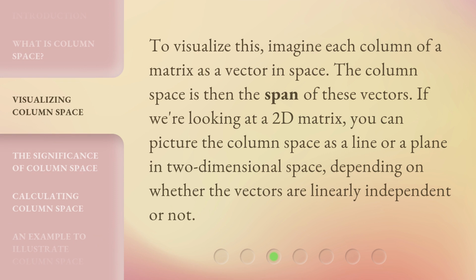To visualize this, imagine each column of a matrix as a vector in space. The column space is then the span of these vectors. If we're looking at a 2D matrix, you can picture the column space as a line or a plane in two-dimensional space, depending on whether the vectors are linearly independent or not.